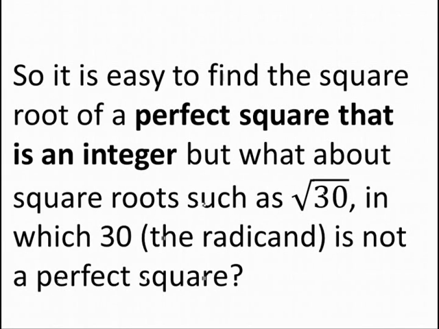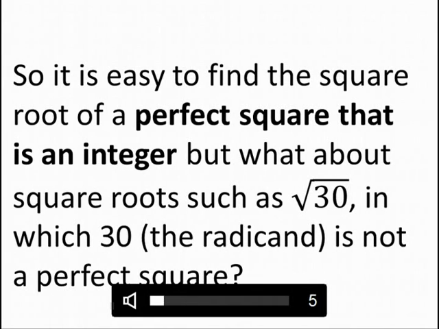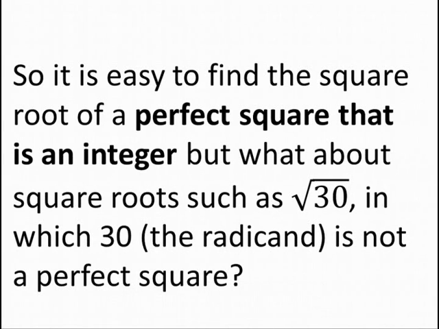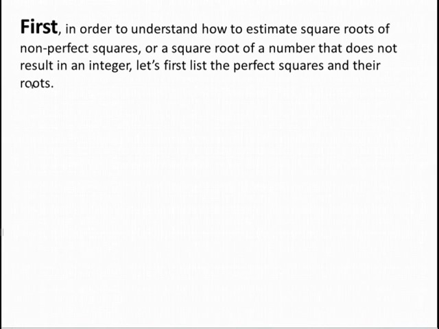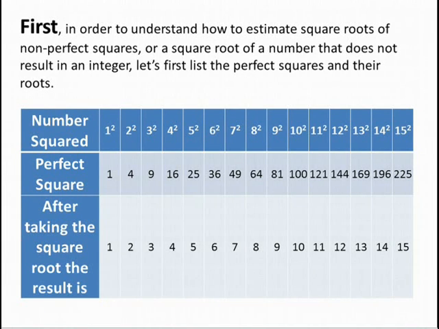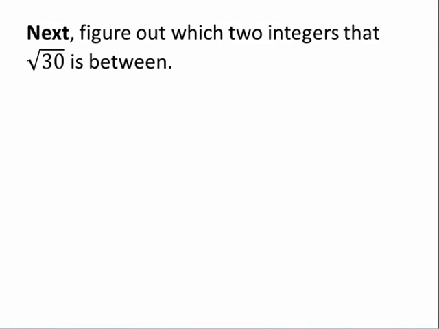So it's easy to find the square root of a perfect square that is an integer. But what about square roots such as the square root of 30, which is not a perfect square? In order to understand how to estimate square roots of non-perfect squares, or a square root of a number that does not result in an integer, let's first list the perfect squares and their roots. Next, figure out which two integers the square root of 30 is between.